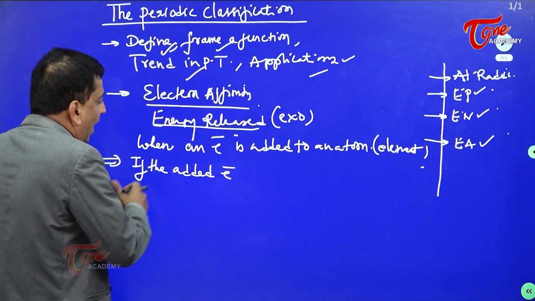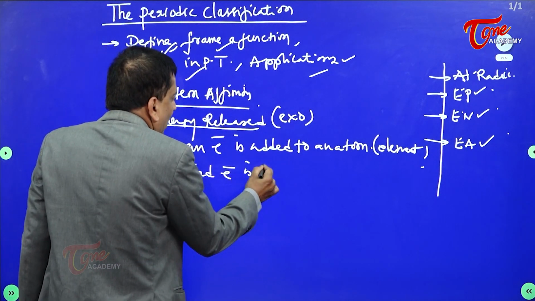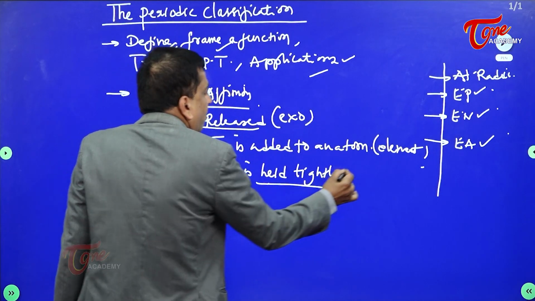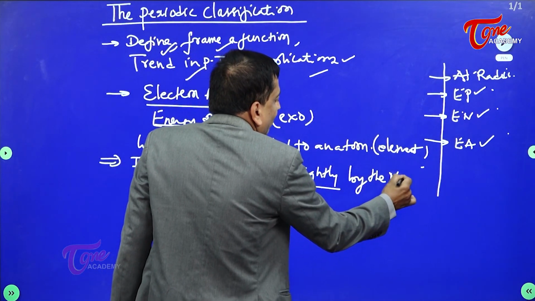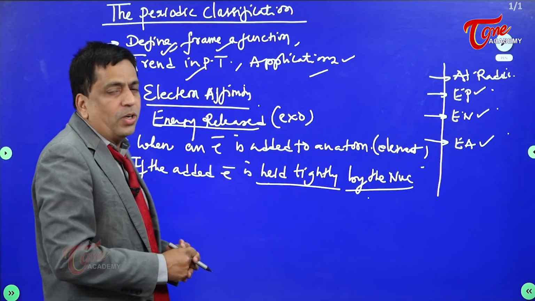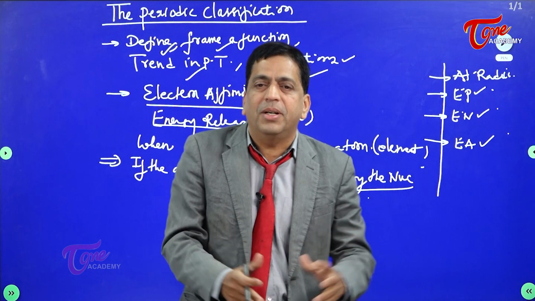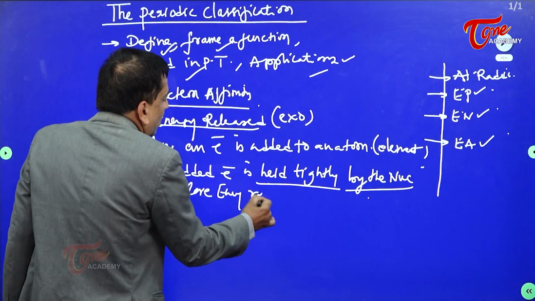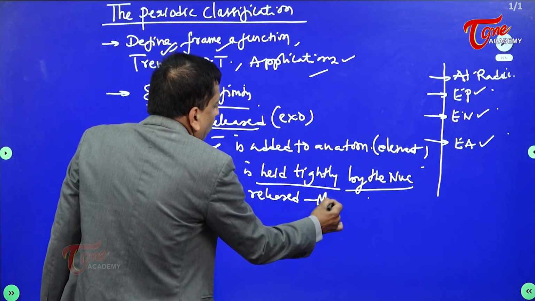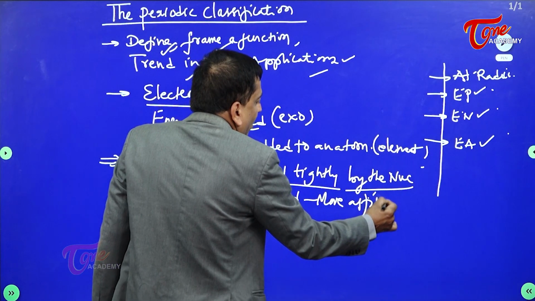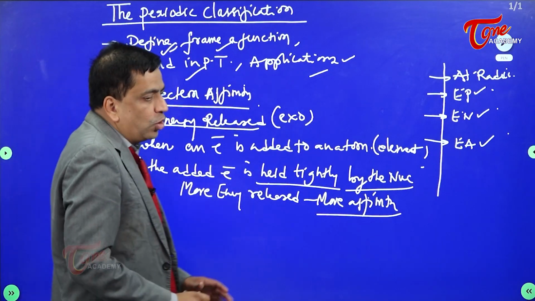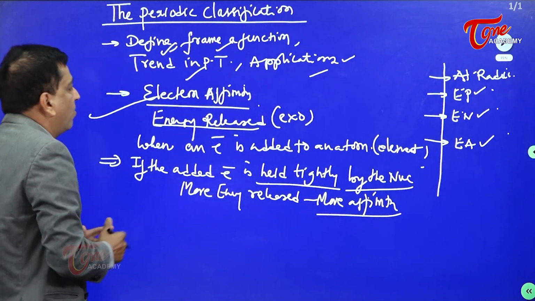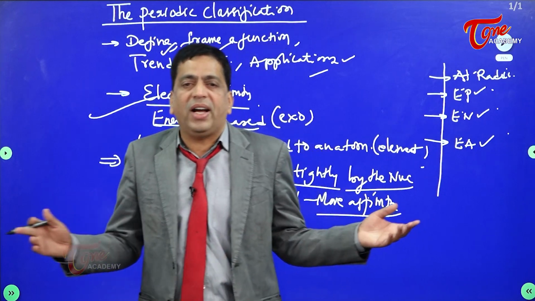If the added electron is held tightly by the nucleus, then more energy is released. That means that it is more affinity, you must understand. So remember, I'm trying to frame a function. I defined what is electron affinity. Now I'm trying to investigate on what factors it depends.